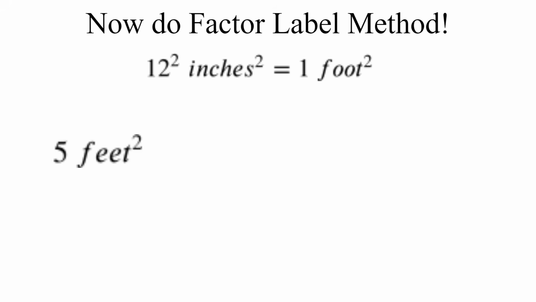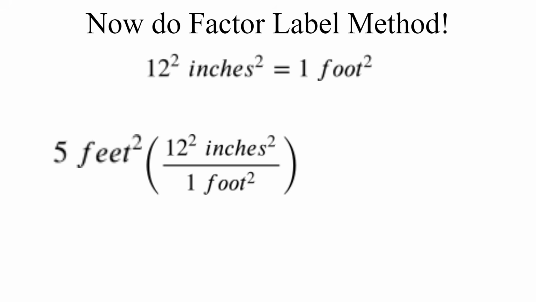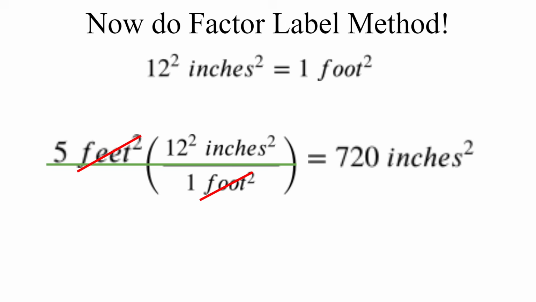Now, after we do that, we do the factor label method just like before. So 12 squared inches squared equals 1 foot squared. They told us 5 square feet, or 5 feet squared. And we're going to put 1 foot squared on the bottom, 12 squared inches squared on the top. The foot squared and feet squared, now that they're the same unit, and they're on opposite sides of the division sign, they cancel. And we put that in our calculator, 5 times 12 squared over 1. And we should get 720 inches squared, or 720 square inches.